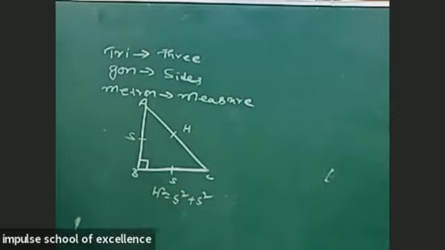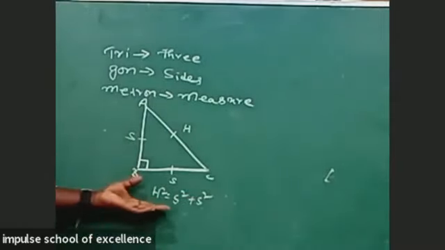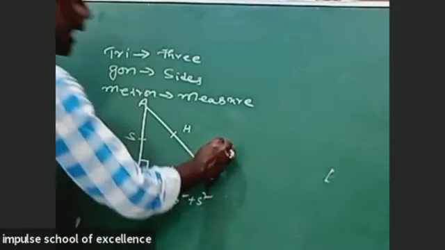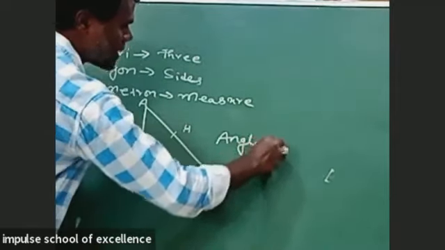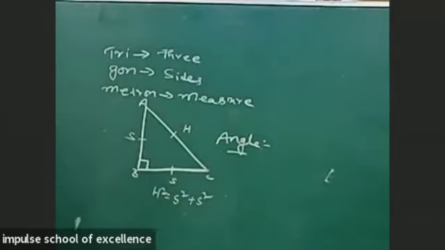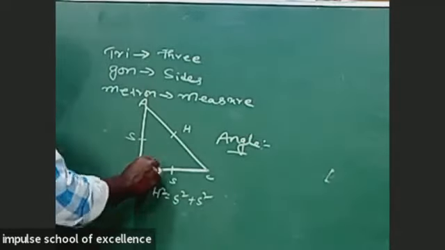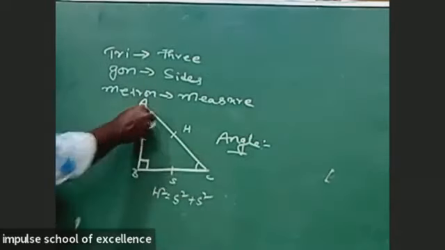So whenever we calculate using the trigonometric ratios, most of the time we use the right angle triangle only. And here most of the time we are using angles. What is the meaning of angle? Angle is nothing but the inclination of two rays. The connecting point of two rays is called an angle.